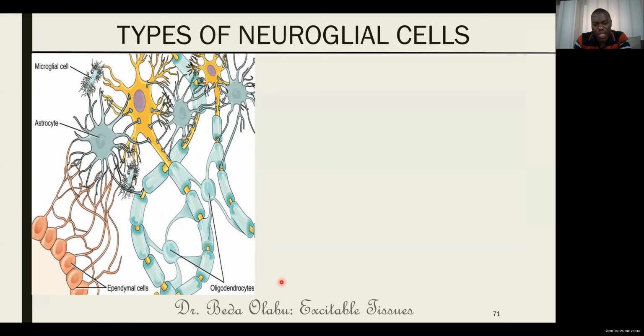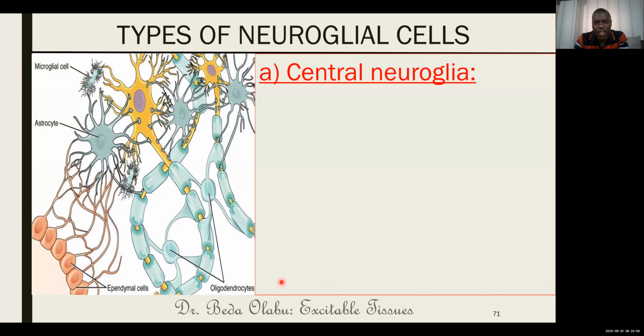I want us to then talk about the neuroglial cells first. We classify neuroglial cells based on where they are found. They can either be within the central nervous system or within the peripheral nervous system. The ones within the central nervous system are therefore simply called the central neuroglial cells. It means they're found within the central nervous system.